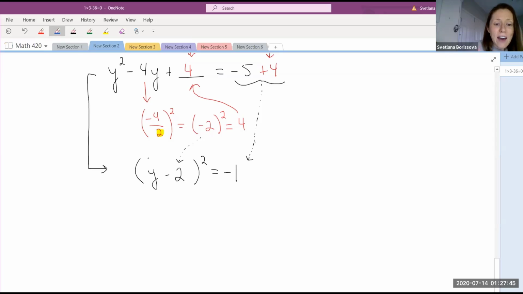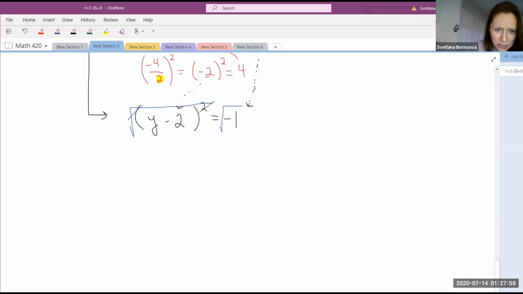Now, as soon as you get to that step, it means that you're very close to the end, because now you just have to get rid of that square on the left by square rooting the left-hand side. That square cancels the square, but you also need to remember to put a square root on the other side to keep the equation balanced. So square root both sides. The left-hand side is y minus 2.